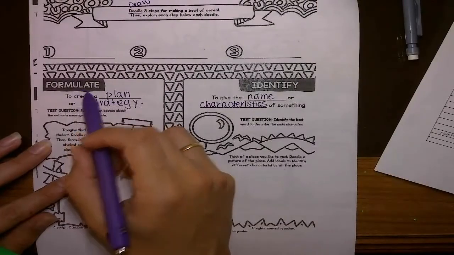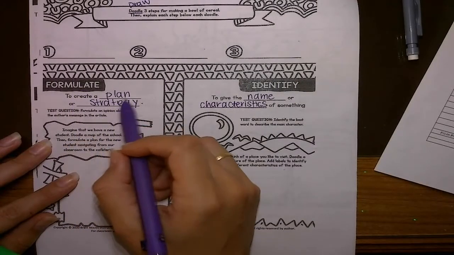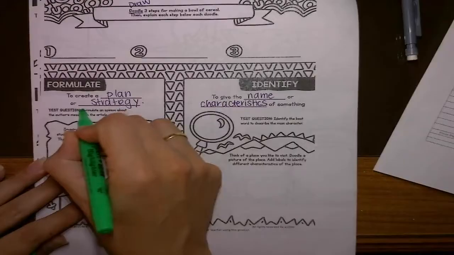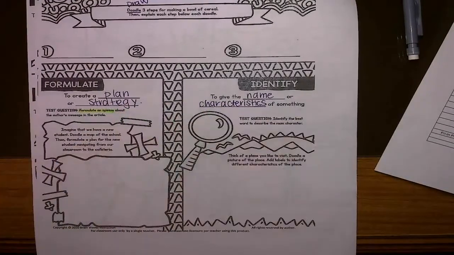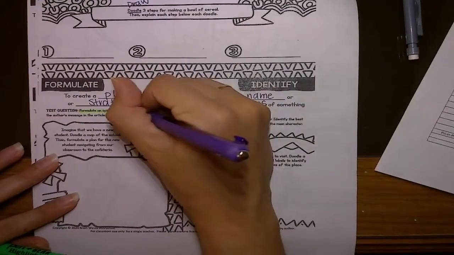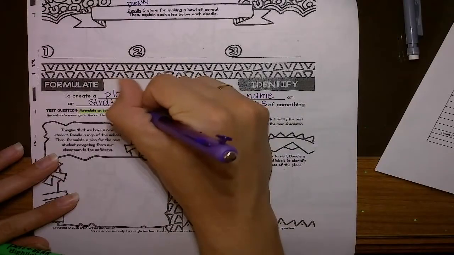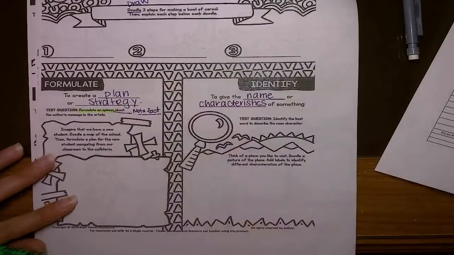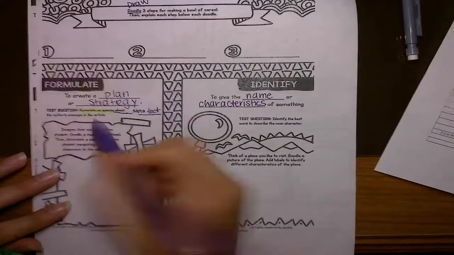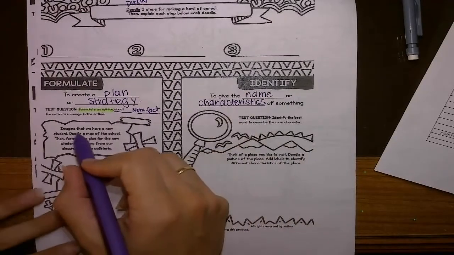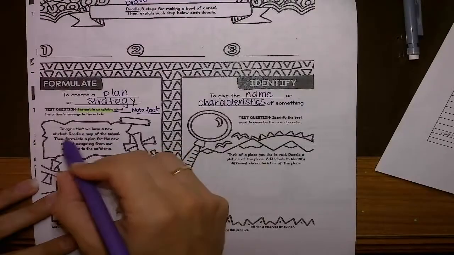All right, I'm going to move up a little bit so you can see. Formulate, okay, to create a plan or strategy. For example, a test question would be formulate an opinion. What's an opinion? An opinion's like, let's say somebody else says this, but your opinion is this. So it's not a fact. It can change depending on the person, right? Alrighty. About the author's message in the article. So when we did our little opinion papers, everyone had their opinion on whether the music program should stay or go, right?